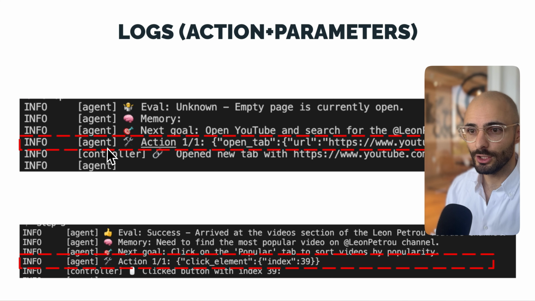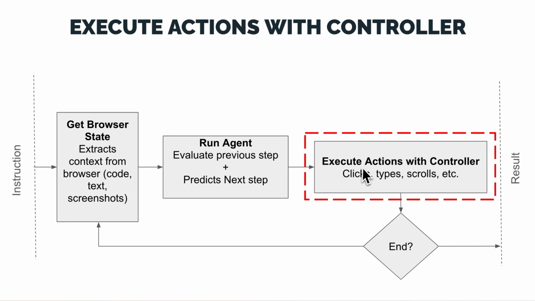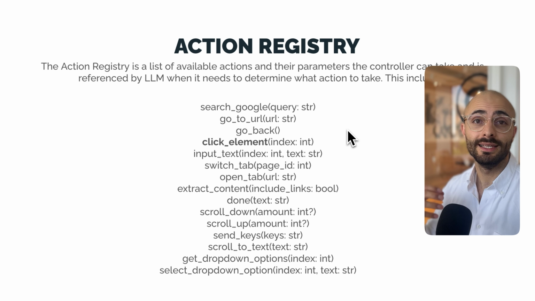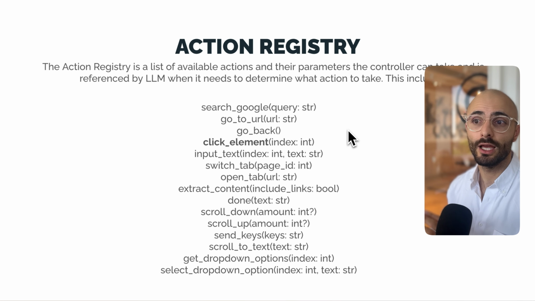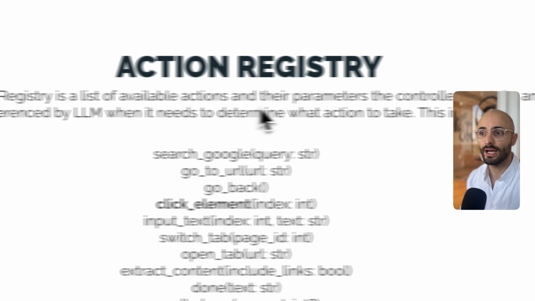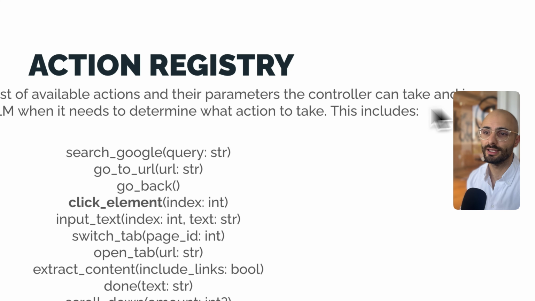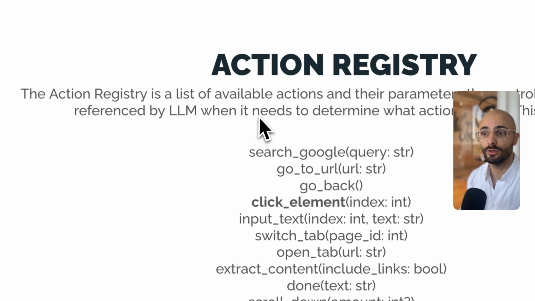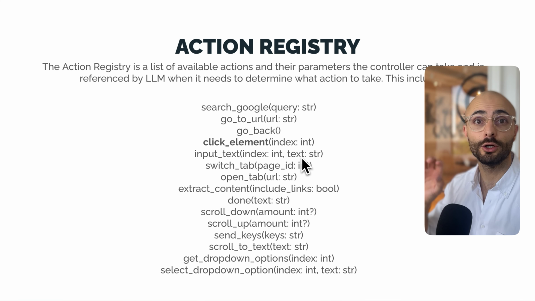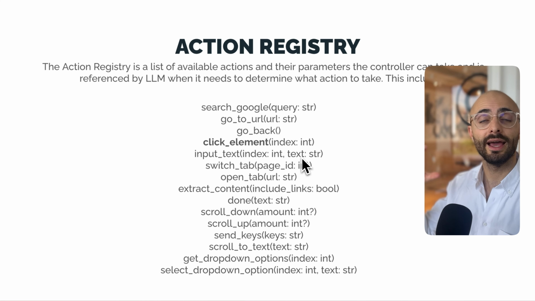You can see after the agent, it is now the controller that takes over. And that is what we have here. And the controller executes the actions. All right, so that's whether it's clicking, typing, scrolling, etc. The way this works is there would be a file which would contain what you call an action registry, and this will be a whole bunch of functions. But basically the actual registry is a list of available actions and the parameters that the controller can take, and it's referenced by the large language model when it needs to determine what action to take. So basically this whole list would be included inside the prompt so that the AI has context.